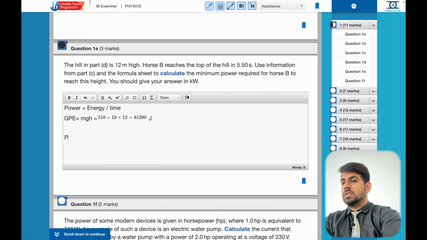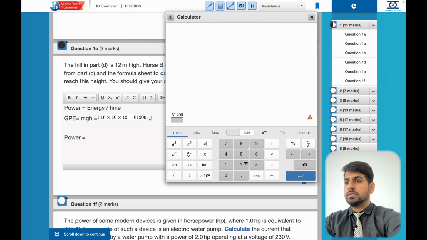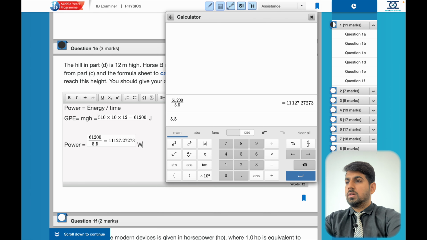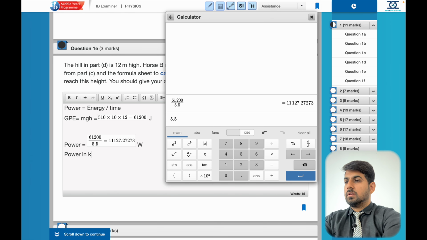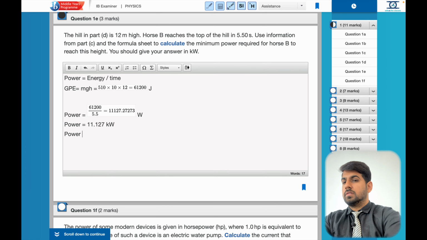So now time is already given, so you can say power is equal to, again you can use the calculator, 61200 divided by the time it takes, 5.5. So your answer will be in watt. So your final answer, power is equal to 1.127 kilowatt. So this will be your answer for question 1E. I hope it is quite clear. So kilo will be in small k, this one. Or if you round to two significant figures, it will be 11 kilowatt. Okay, so I think this is quite clear.